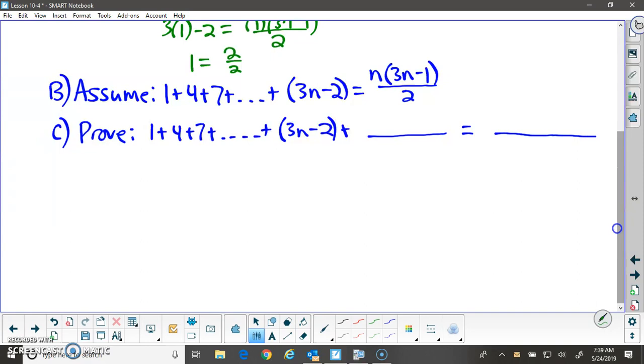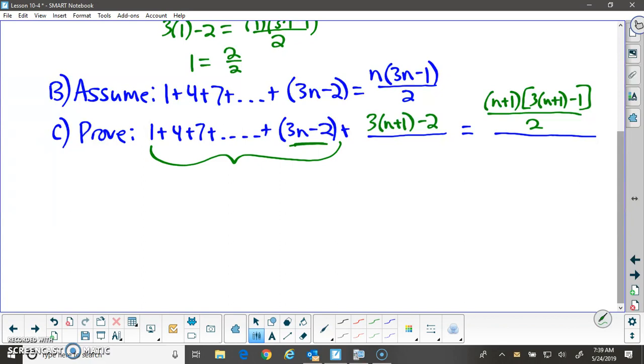So, if this is the nth term, the next term after that would be 3 times n plus 1 minus 2. And our new sum formula would be n plus 1 times 3 times n plus 1 minus 1, all divided by 2. And so now we made an assumption that these first n terms add together to give us n times 3n minus 1 divided by 2.